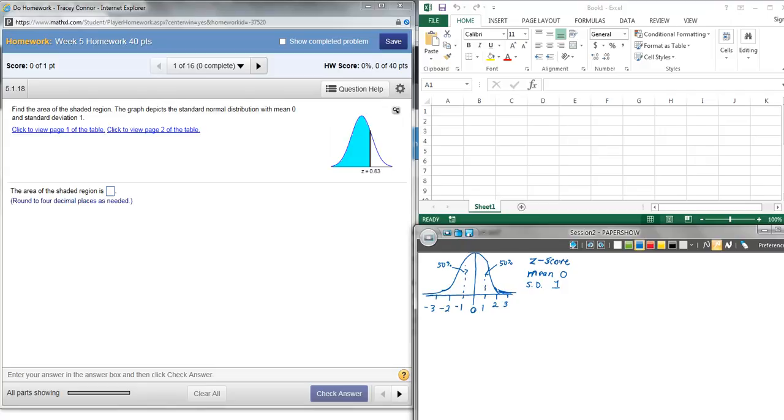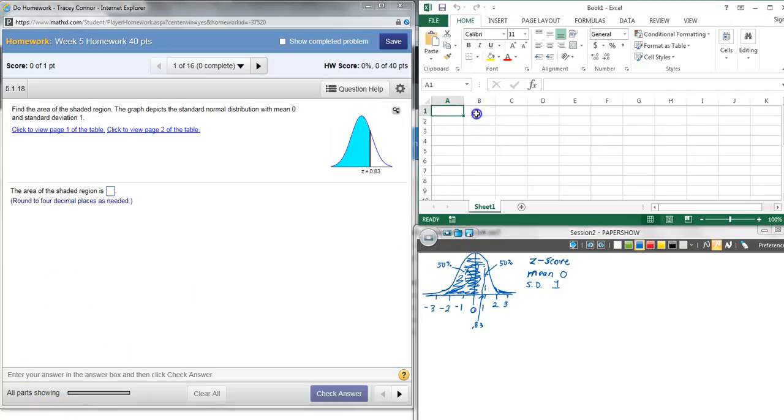So in this problem, we have a z-score of 0.83. So it's telling us that we're 0.83 away from the mean, which would be right here. Okay. And what it's asking for you to find is, if we draw a line here, the probability that the z-score is less than 0.83. Okay, so this is this whole area here. Now to do that, we could use the tables, or we can use a function in Excel.